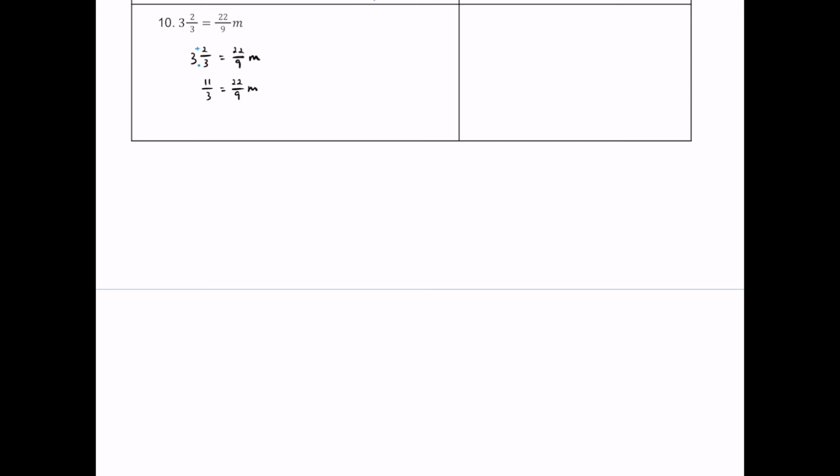Okay, so on the right side, we have 22/9 times m. So what do we have to do to both sides of the equation? We're going to have to divide both sides by 22/9. So we're going to divide both the left side and the right side by 22/9. Now on the left side, let's see what's going to happen. We have 11/3 divided by the 22/9. How do we rewrite that? Well, that's going to be 11/3 times, because we have to change the division to multiplication, the reciprocal, which is 9 over 22.